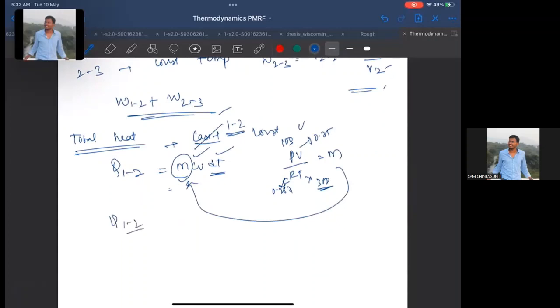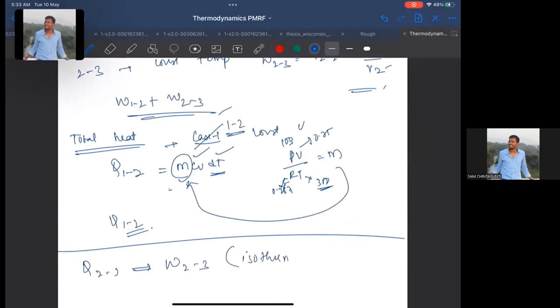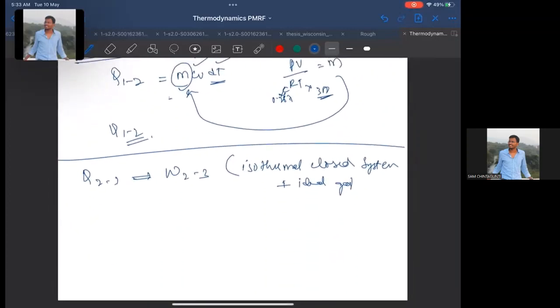So Q1 to 2, and Q2 to 3 is the same as W2 to 3, as it is isothermal for a closed system of ideal gases. So that can be substituted directly. We already know this, so Q2 to 3 also. So Q1 to 2 to 3 is equal to Q1 to 2 plus Q2 to 3. So we'll get the net heat transfer.